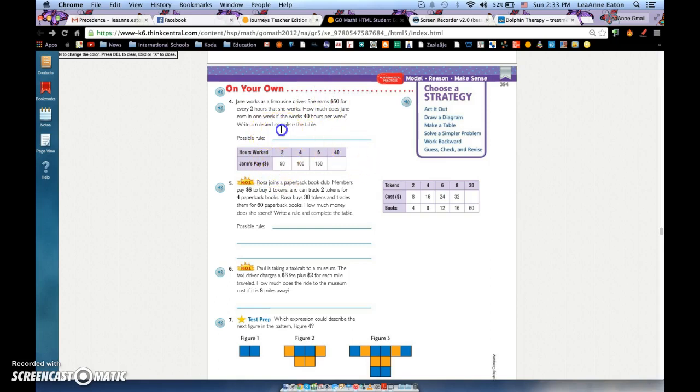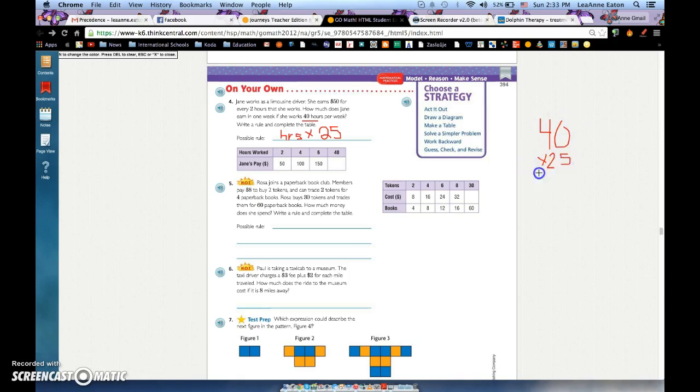So the possible rule is going to be hours times 25. Hours times 25. So we can check: 2 times 25 is 50, 4 times 25 is 100, 6 times 25 is 150. She works 40 hours a week, so we have to do 40 times 25.